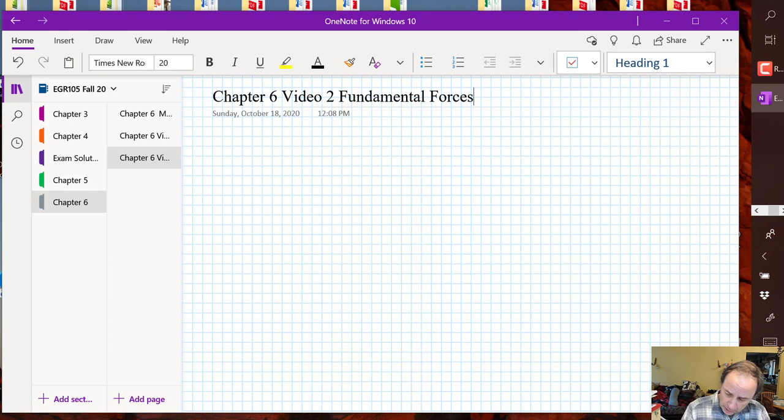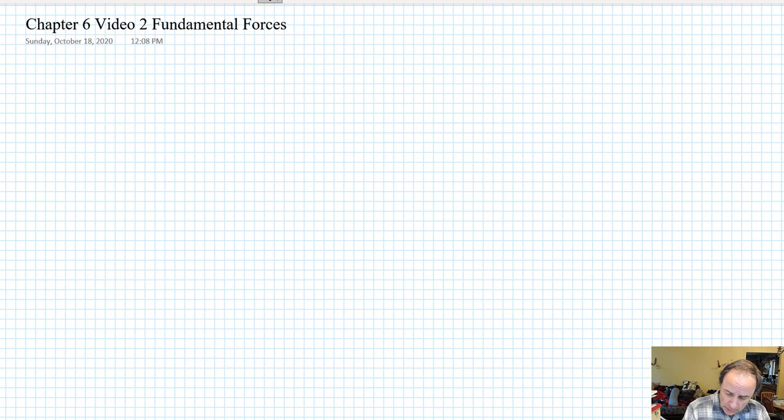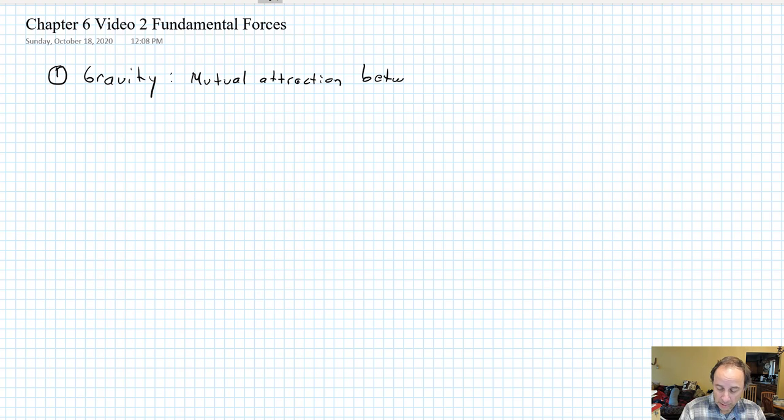So, number one is gravity. This can be defined a lot of ways, but for us, good enough is mutual attraction between all masses. Every mass has a gravitational attraction to every other mass. It is the weakest force.